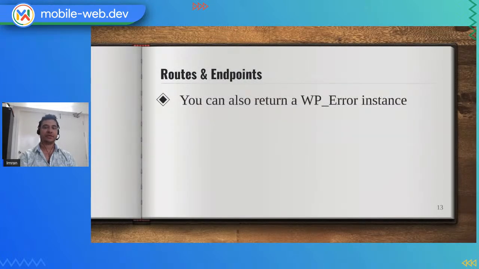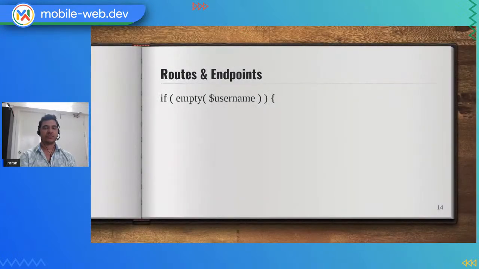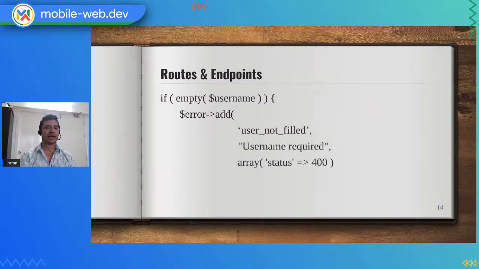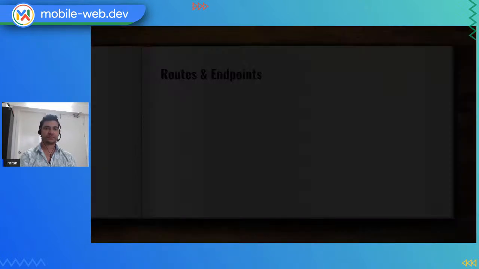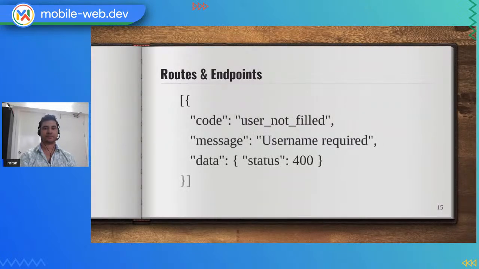You can also return a WP_Error instance in case you don't receive the data or something goes wrong. You can mention that there is an error. So for example, in this case, if the username was empty, let's say you are building a form where the user has not entered the username, then you can just return this as an error. You can add it to the error object with a status of 400. And this will be the response in JSON.